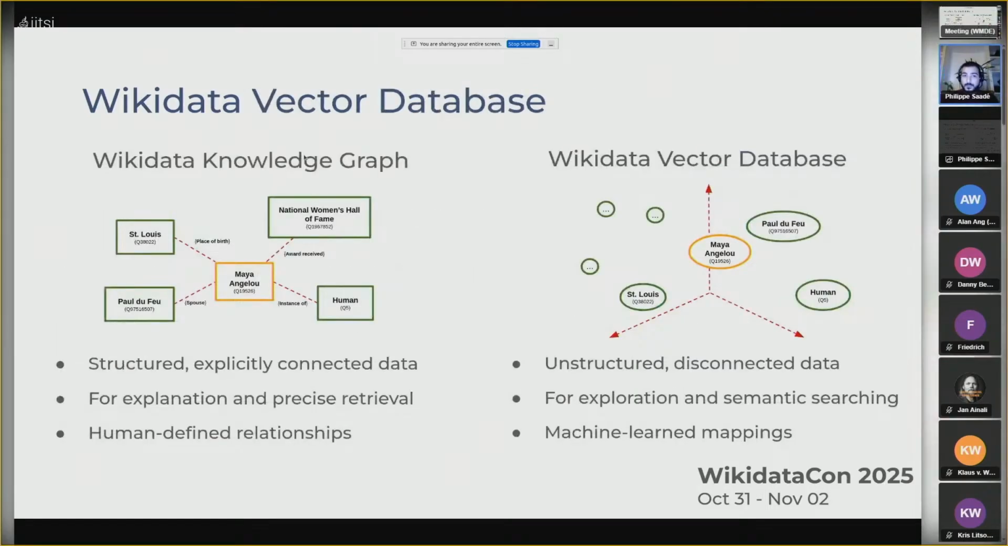So we're all familiar with the knowledge graph behind Wikidata. It's structured, it has explicit connections of the data, whereas the vector database is unstructured and has disconnected data. In this case, the knowledge graph is used for explanation, for precise retrieval of information, whereas the vector database is more used for exploration, for similarity search or semantic search. Knowledge graphs have human-defined relationships in the data, whereas vector databases have machine-learned mapping of the information.